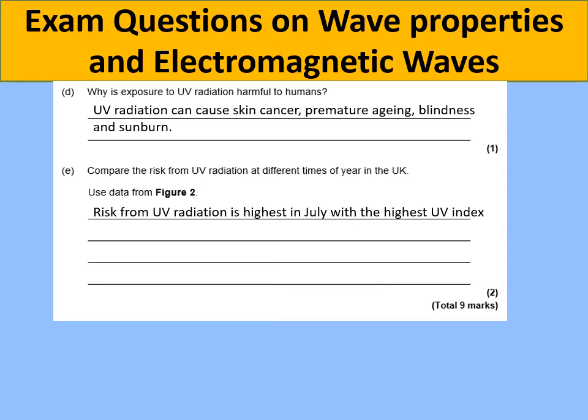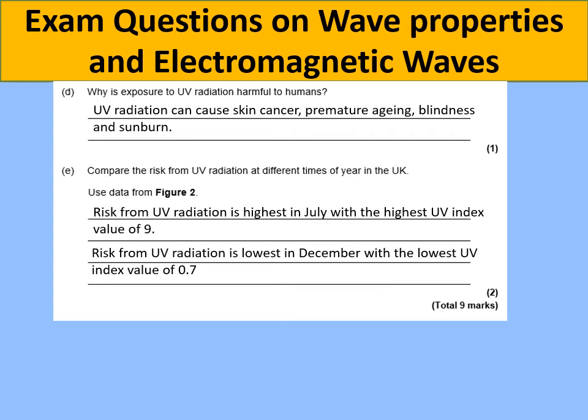Okay. Compare the risk from UV radiation at different times of year in the UK using the graph from the previous slide, figure 2. We can say that the risk from UV radiation is highest in July, with the highest UV index value of 9, and the risk is lowest in December, with the lowest UV index value of 0.7. So there we have compared the highest and lowest risks of UV radiation by month.